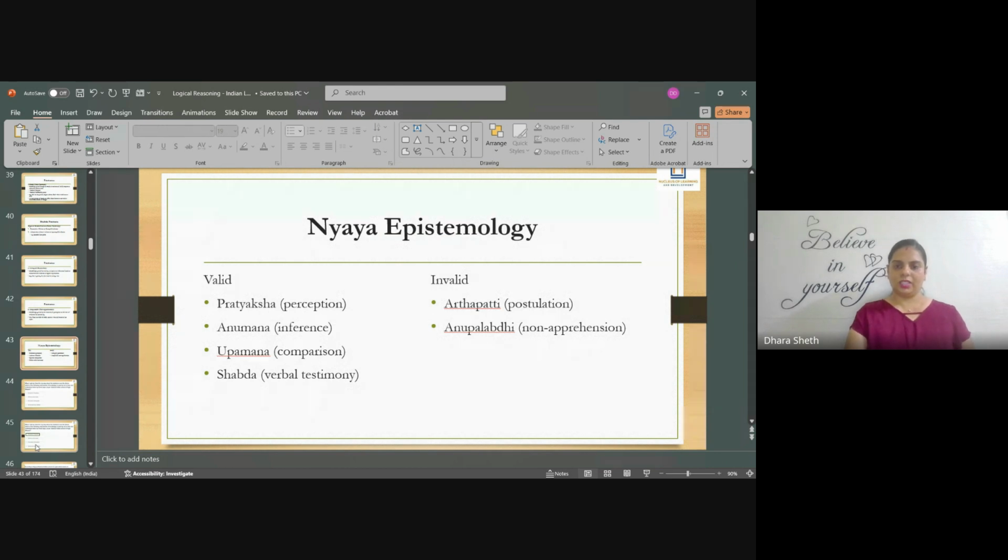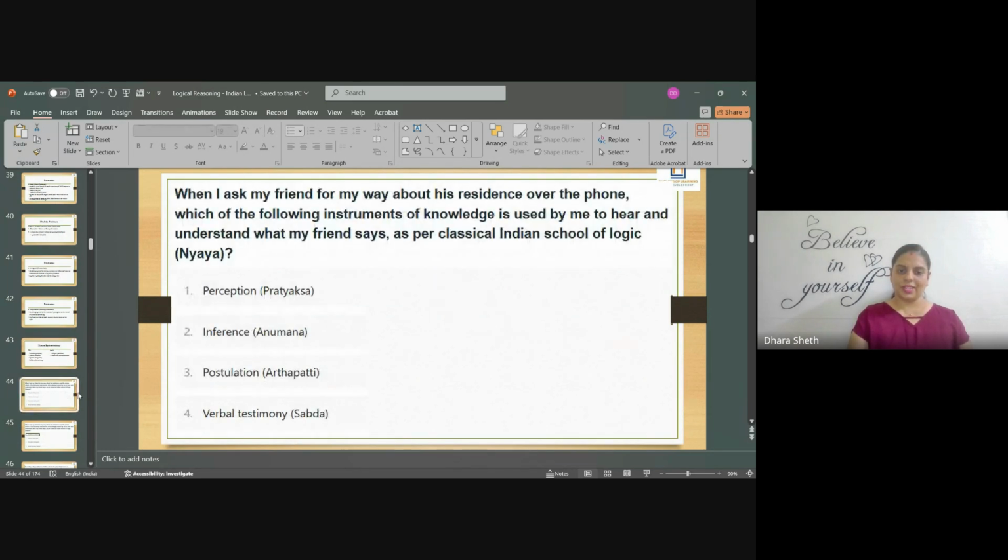Next. So to recall, there are 6 kinds of Praman: Pratyaksh, perception; Anuman, inference; Upaman, comparison; Shabd, verbal testimony. They are considered valid in Nyaya epistemology. Epistemology is school of thought, philosophy. Invalid: Arthapti, postulation, and Anuplabdhi, non-apprehension. They are not considered valid in Nyaya. But in Vedanta, they are considered valid. Now let's solve a few questions based on Praman.